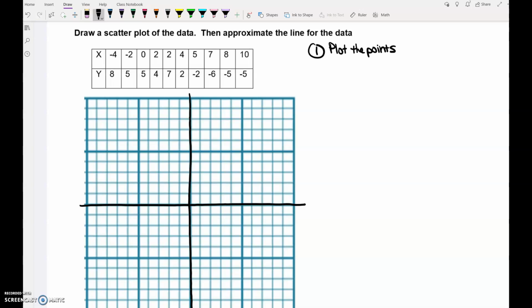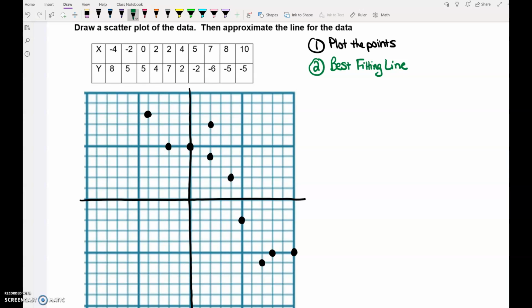So the point -4, 8 is right there. -2, 5, 0, 5. Take a moment and plot all of those points on your graph. If you're watching the video, pause the video, plot the points. Once you have your points plotted, your next step is to draw in a best fitting line.